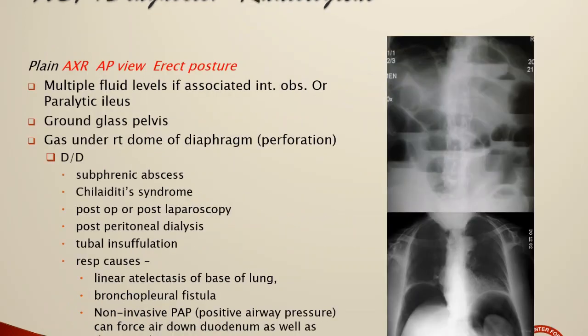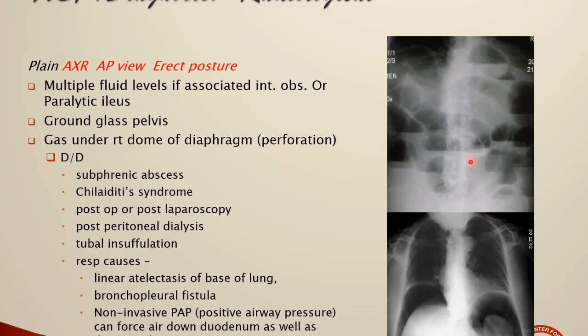Radiologically, can you diagnose a patient of acute bacterial peritonitis? In a plain skiagram of the abdomen, AP view in the erect posture. Remember, that's why it's labeled in red. Abdominal X-ray, AP view, erect posture. What are you looking for? Multiple fluid levels. See these fluid levels? So these are the multiple fluid levels.